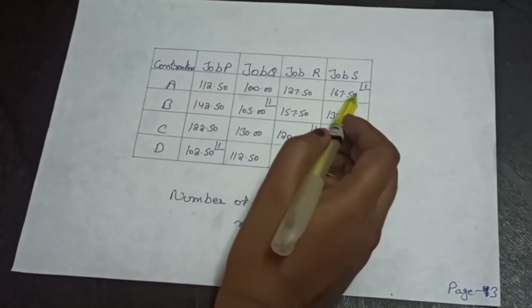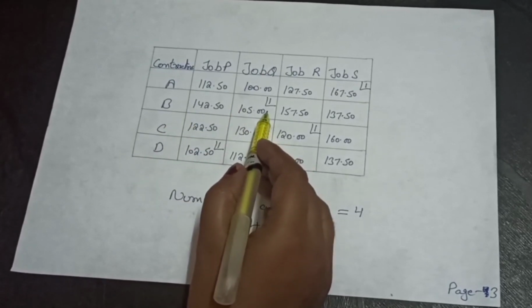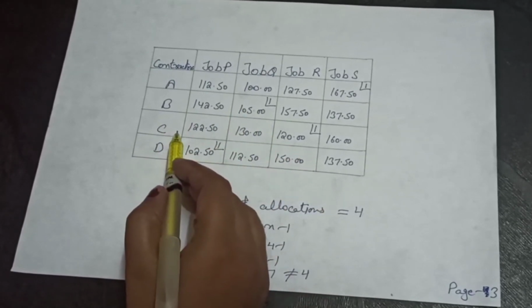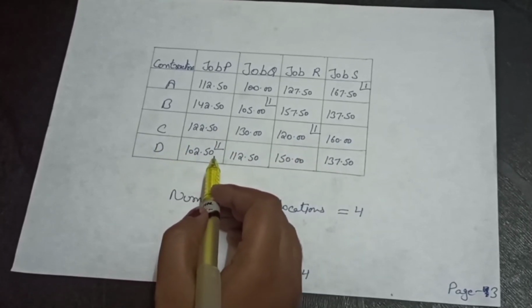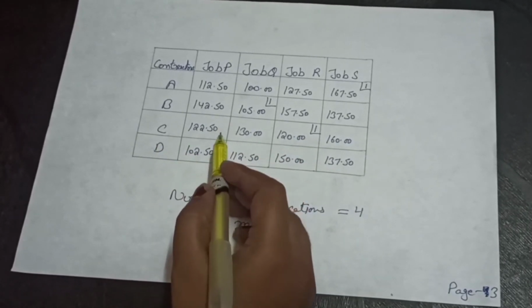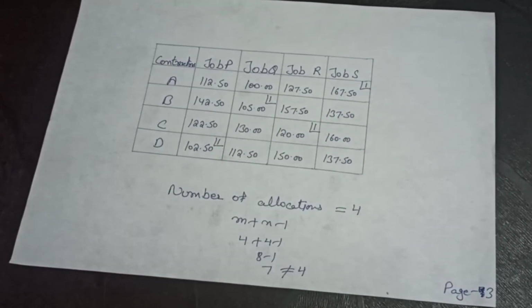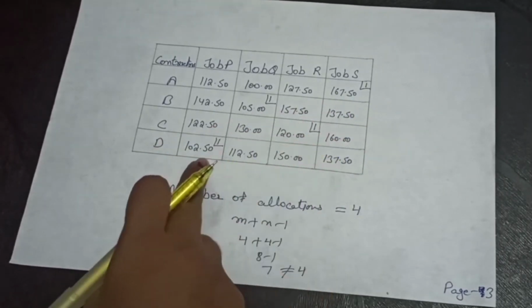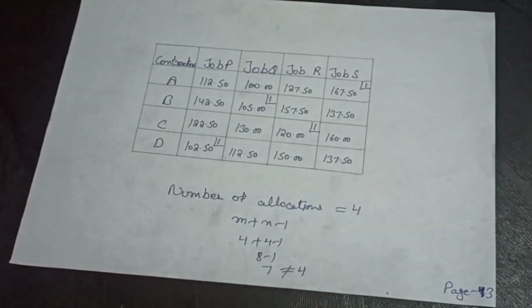Contractor A has job S. Contractor B has job Q. Contractor C has job R. And contractor D has job P. So we can say we already have these assignments. Here we can see we have all the allocations. We have 4 allocations: 1, 2, 3 and 4.